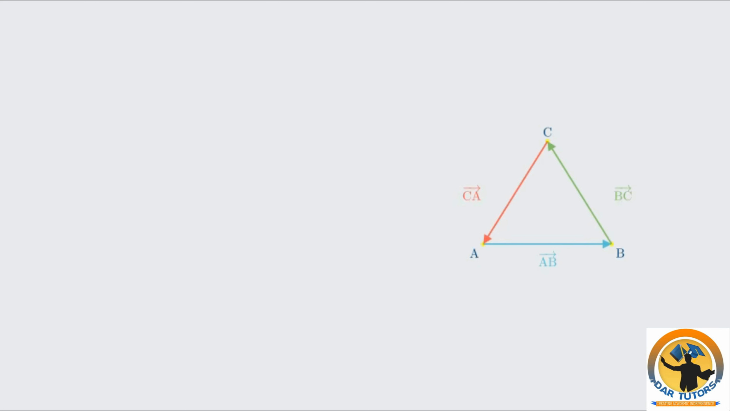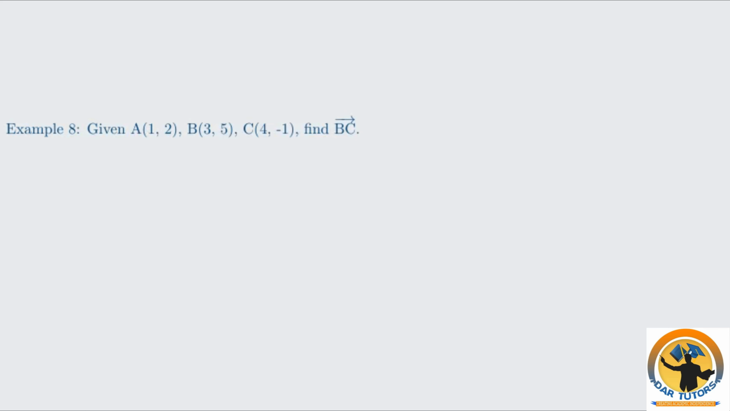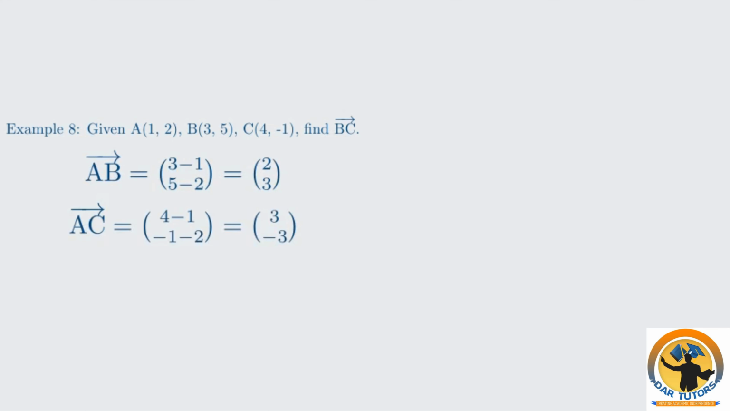Given a triangle with vertices A(1, 2), B(3, 5), and C(4, -1), let's find the vector BC. We'll use the relationship BC equals AC minus AB. First, we need to find AC and AB. The vector AB is (3 minus 1, 5 minus 2), which is (2, 3).